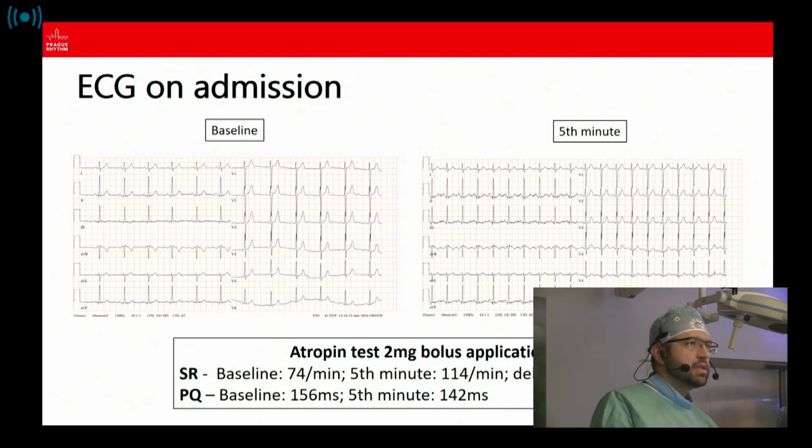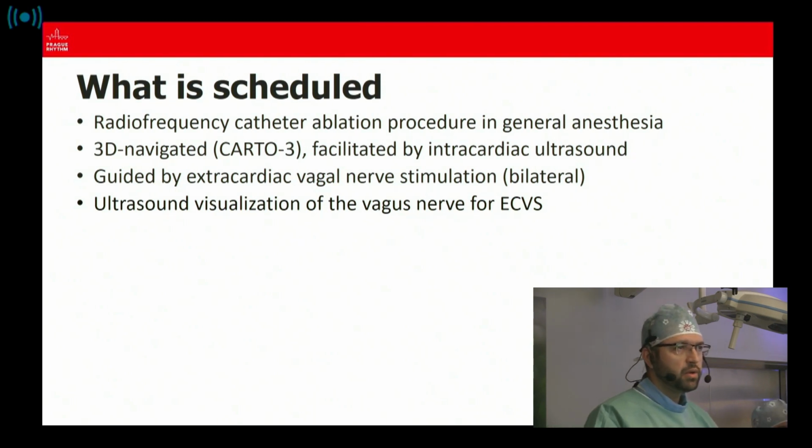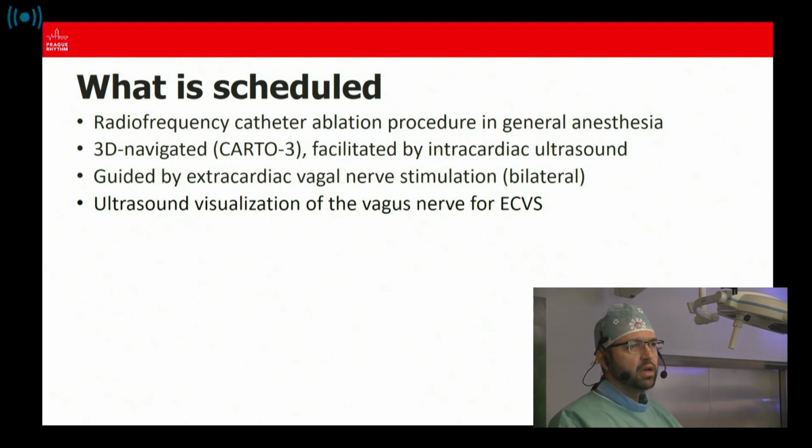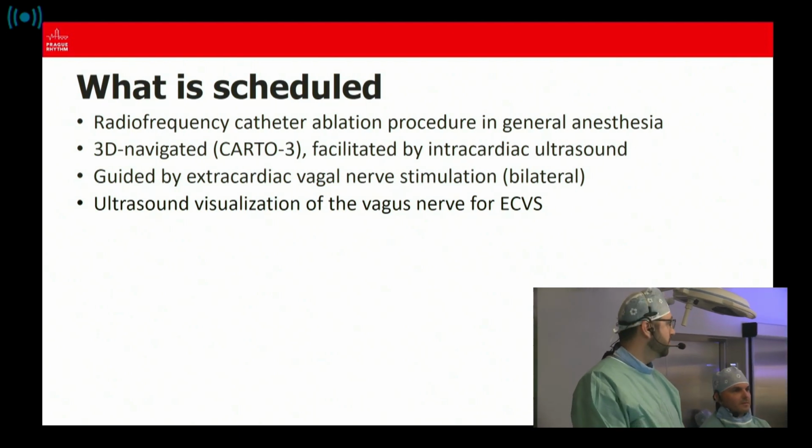Can we show the next slide? And this is what we plan for today. This will be the radiofrequency catheter ablation in general anesthesia, because we will use the extracardiac vagal nerve stimulation that offers us a clear endpoint of the procedure. And this procedure will be 3D navigated and facilitated by intracardiac ultrasound, and Roman will show you the ultrasound visualization of the vagal nerve for extracardiac vagal nerve stimulation. And I will just show you what we have so far, the maps. I don't know if you see the cartomaps.